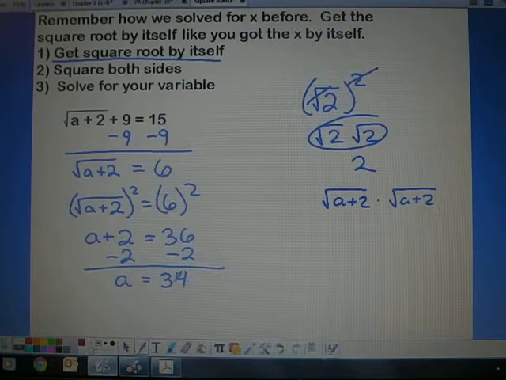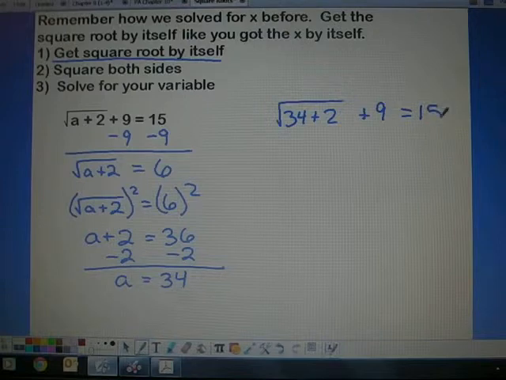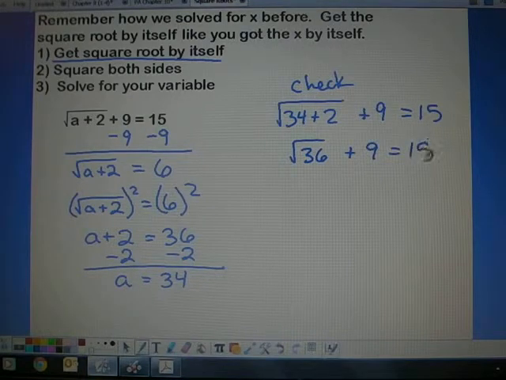If you want to check this, you take that 34 and substitute it back into your equation to make sure it works. So the square root of 34 plus 2, plus 9, equals 15. So we're checking our answers. 34 plus 2 gives you 36. The square root of 36 is 6. And 6 plus 9 is 15. So we have the correct answer. A equals 34.